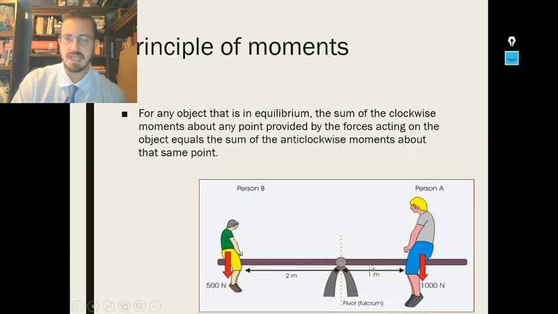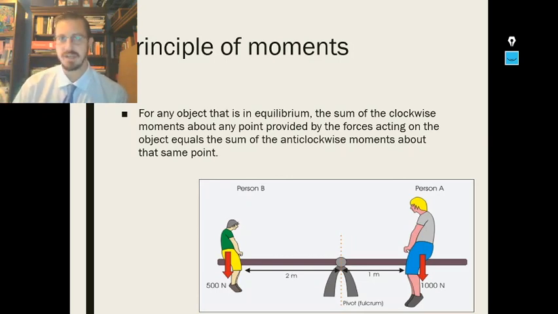Person A is not as far away from the pivot. And remember that the distance to the pivot is part of that equation. In other words, the further away you are from a pivot, the more moment of force there will be. This is why sometimes we just need a bigger wrench, to exert enough moment to untwist a bolt or something. So here we have a person that is twice as massive and therefore has twice the force of gravity, 1,000 newtons of weight acting, but only 1 meter away.